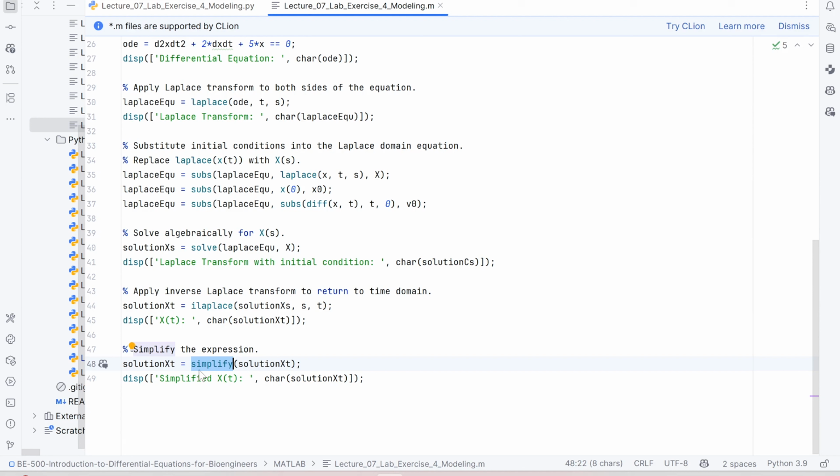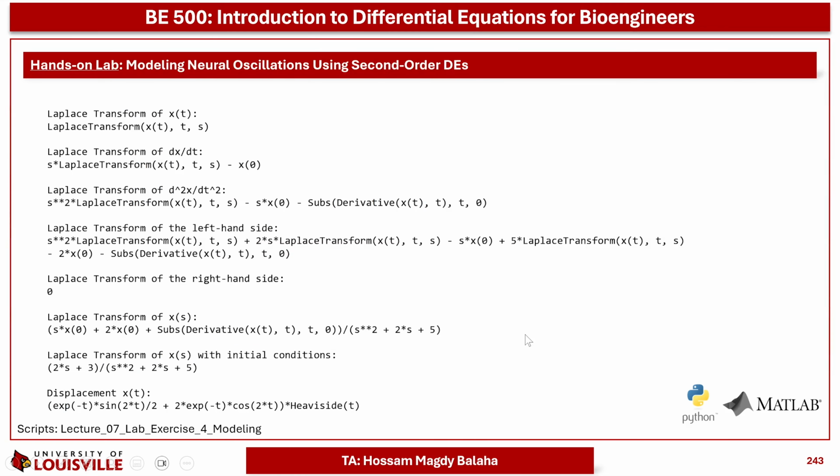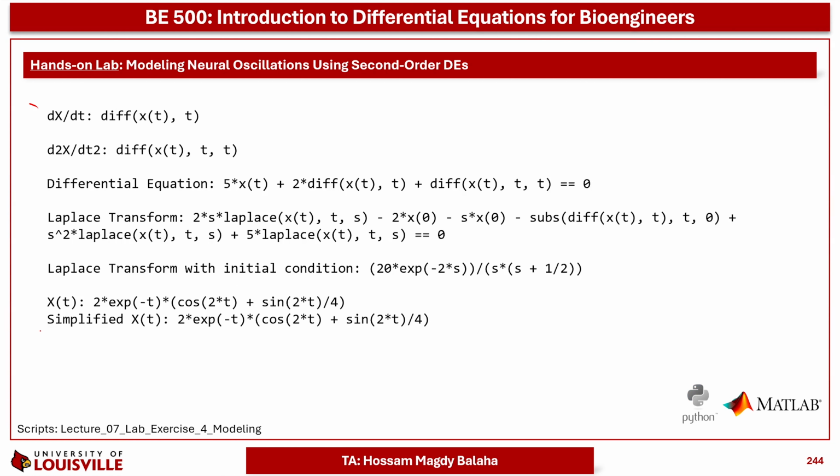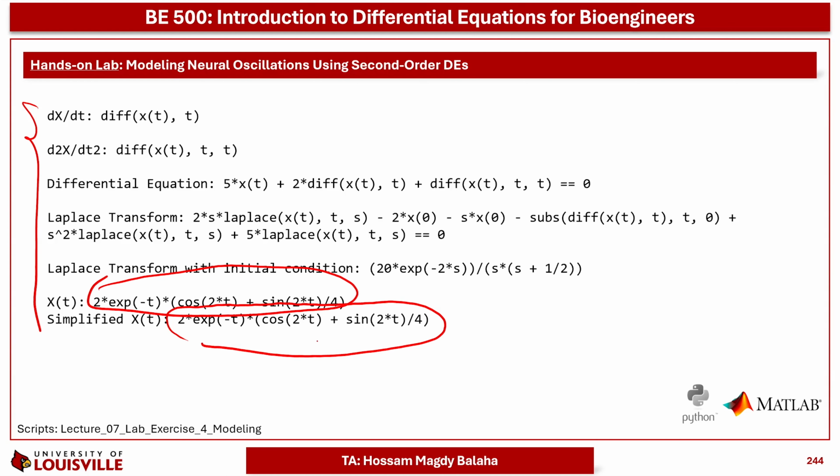And sometimes you may find that the output from that and the output from simplify are similar because there is nothing to simplify. After executing both codes, this will be the output of Python and this will be the output of MATLAB. And now you can see that the simplified and the non-simplified are similar, and both of them are equal to our retrieved equation, x(t).